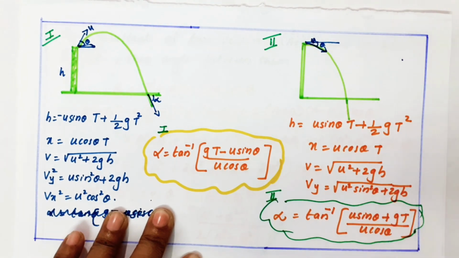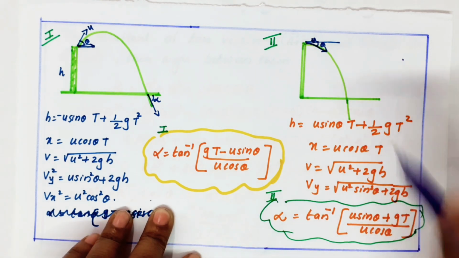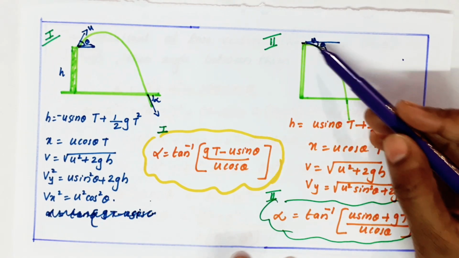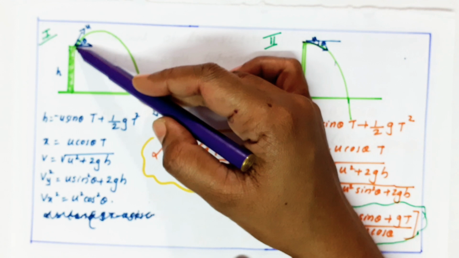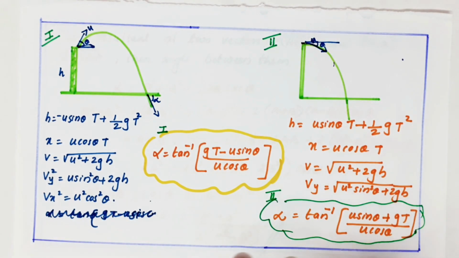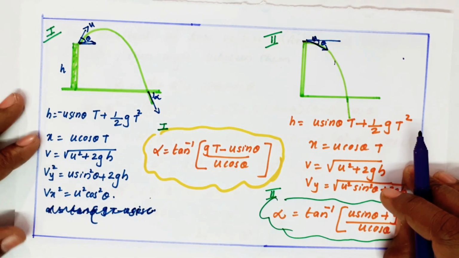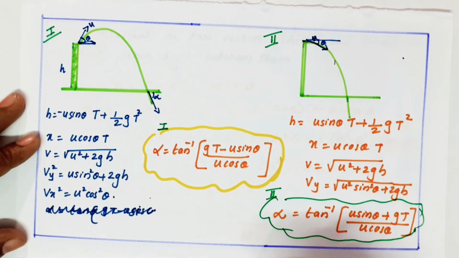But there are cases in which the body is projecting down. In this case, your velocity and gravity are along the same direction. So we are getting an equation u sin theta plus gt here. But in this situation, the body is projecting vertically up. In those situations, your velocity and gravity are oppositely directed. Remember like that only. So in those situations, we get alpha as gt minus u sin theta by u cos theta. And here we can write u sin theta plus gt by u cos theta. These are the two equations you should remember.